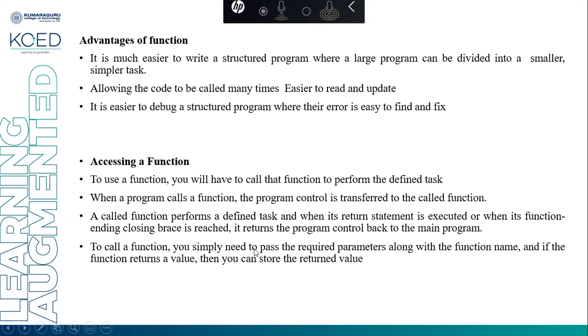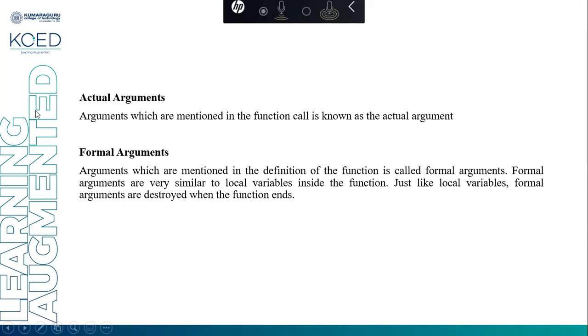To call a function, you simply need to pass the required parameters along with the function name. If the function returns a value, then you can store the return value in a variable in the calling function. Actual arguments: arguments which are mentioned in the function call are known as actual arguments.